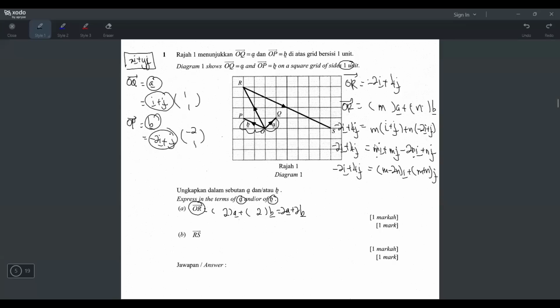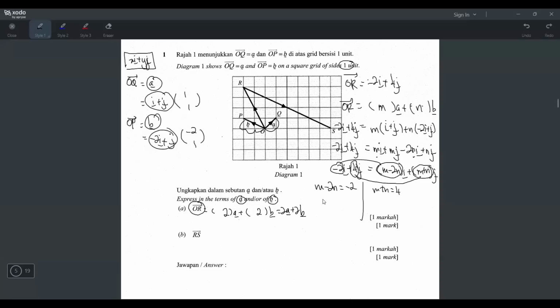Now you can compare. So when you compare both sides, you will compare I with I, j with j. So the I coefficient is negative 2. The I coefficient here is m minus 2n. So when you connect them together, m minus 2n equals negative 2. The other one, j coefficient is 4. The j coefficient is m plus n. When you connect them, m plus n equals 4. Now you can find MN, just do simultaneous equations.